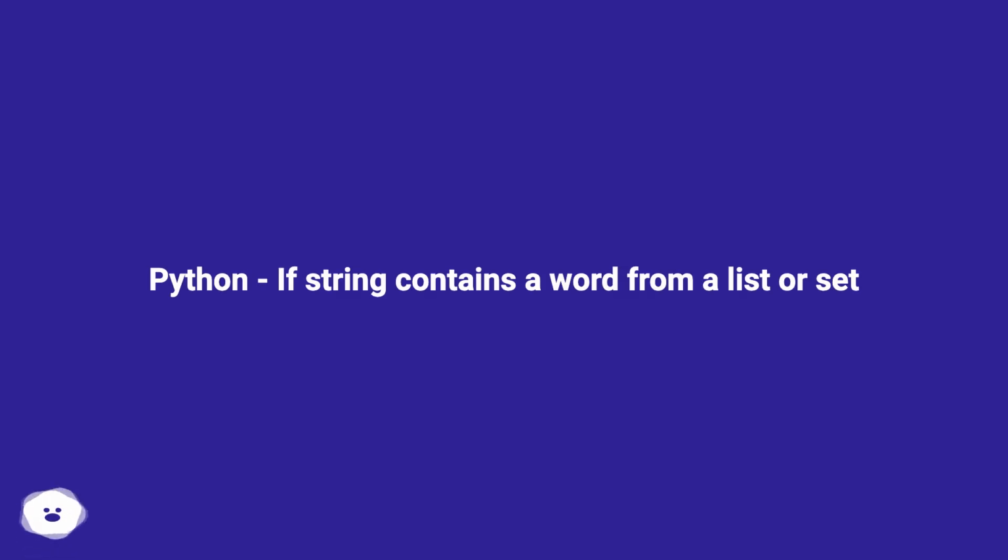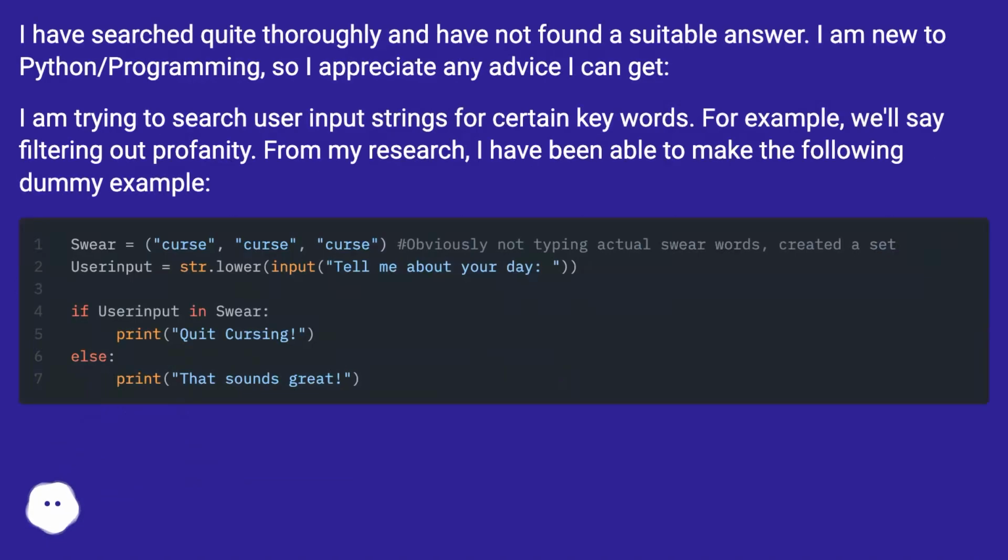Python, if string contains a word from a list or set. I have searched quite thoroughly and have not found a suitable answer. I am new to Python/programming, so I appreciate any advice I can get. I am trying to search user input strings for certain key words. For example, we'll say filtering out profanity. From my research, I have been able to make the following dummy example.